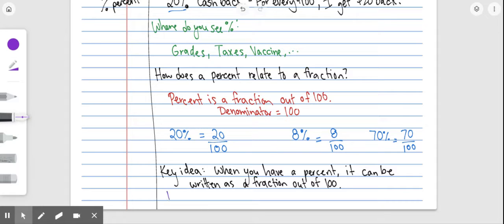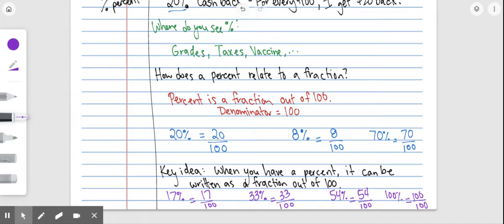But let's say you started with 17%. Well, 17% is just going to be 17 out of 100. What if you started with 33%? 33% is going to be 33 out of 100. What if you started with 54%? 54% is going to be 54 out of 100. Now hold up, Miss Miller. What about 100%? Well, 100% is 100 out of 100. Okay, all of these things are that number out of 100.